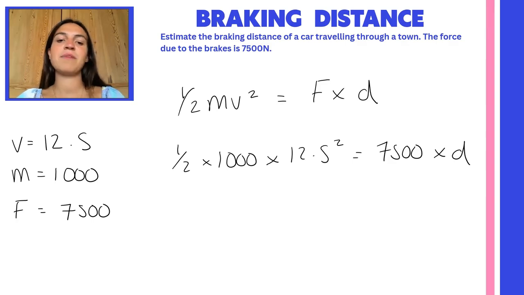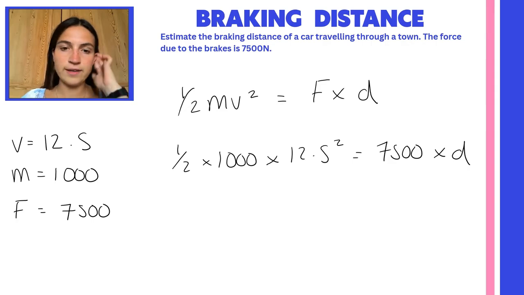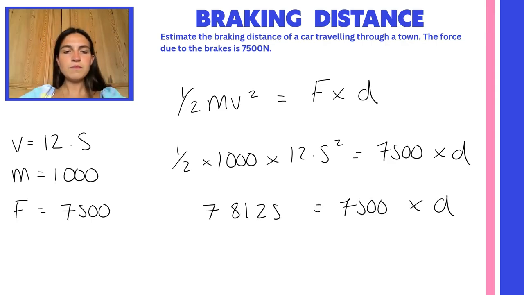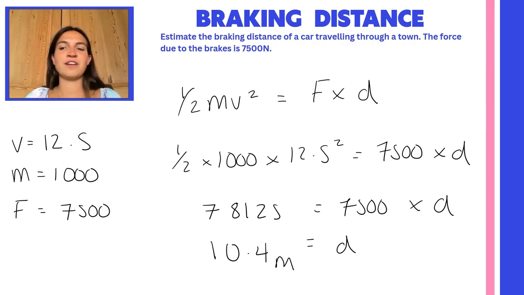So let me first simplify that left-hand side, plugging it all into my calculator. 78,125 equals 7,500 times my distance. If I divide through by 7,500, I'll get my distance on its own, and that is 10.4 meters.